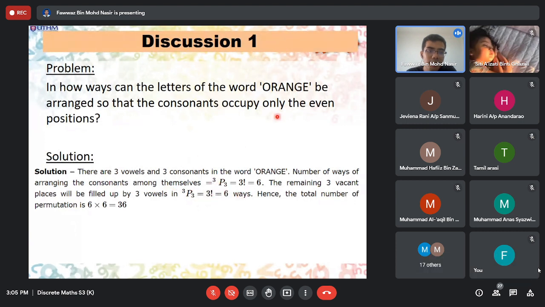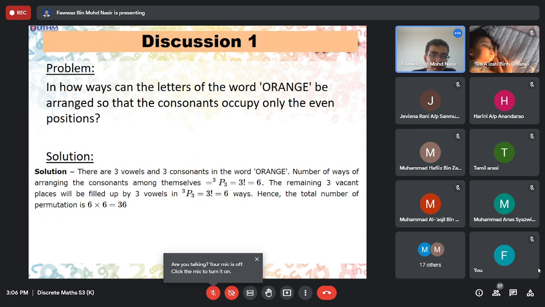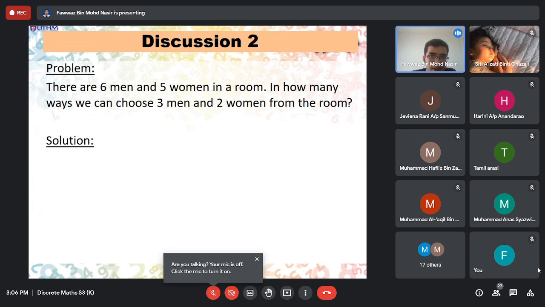Sebab dalam this case dia melibatkan this word consists of vowels and consonants. So we use the product rule to get the total number of ways. So 6 times 6 is equivalent to 36 ways to arrange letters orange yang memenuhi this condition. Okay. Then we look at the next example.